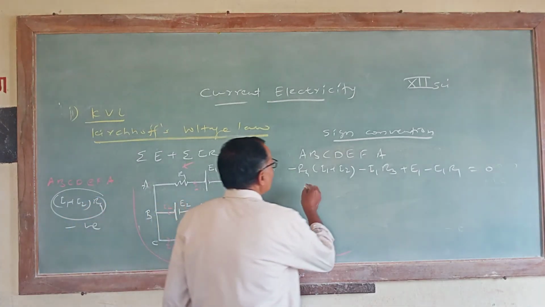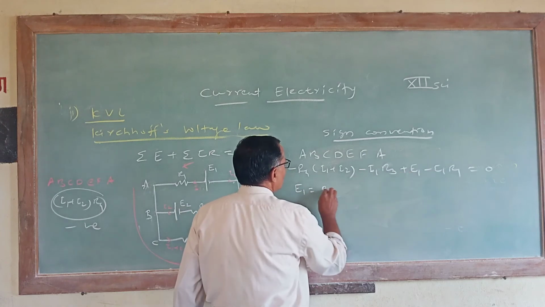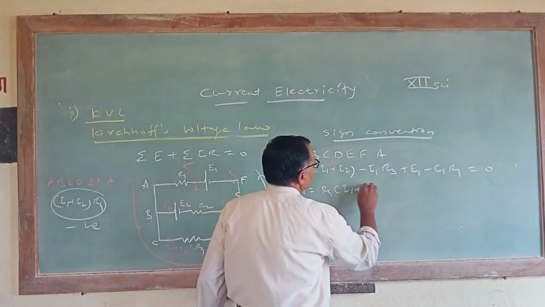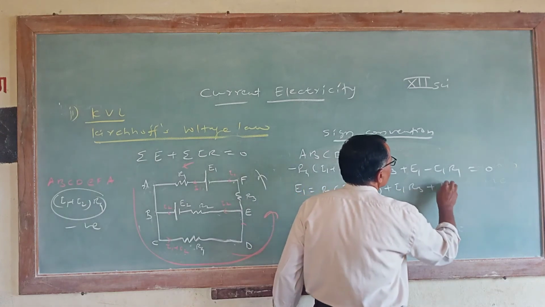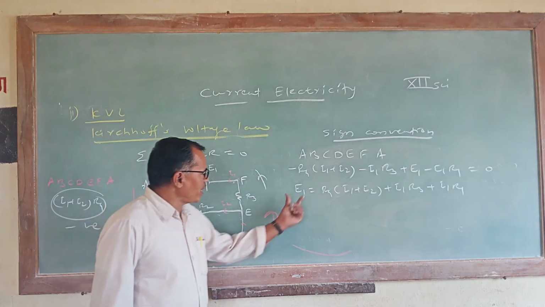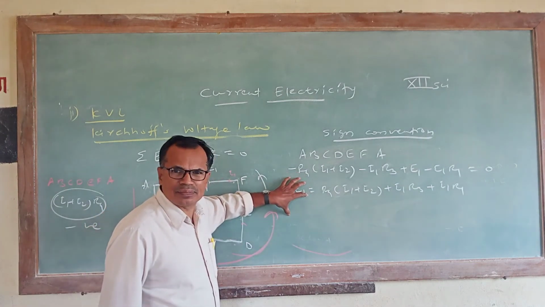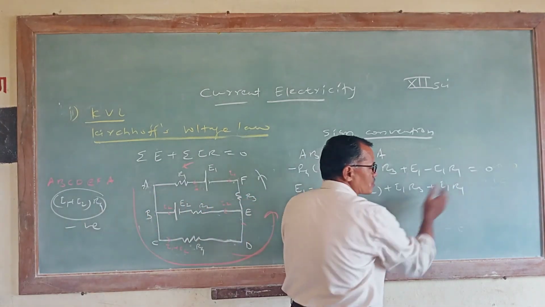Or we can write that E1 is equal to R4 (I1 plus I2) plus I1 R3 plus I1 R1. Correct? What is E? This is the total EMF provided in the circuit, and this is the total potential drop.